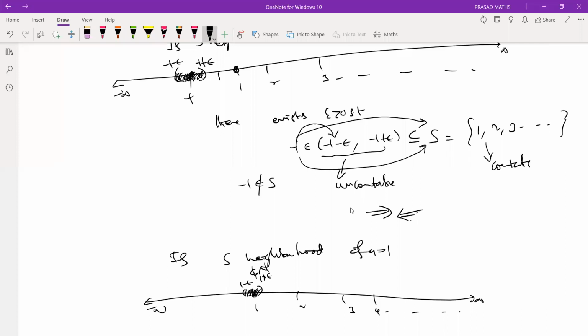My set is natural numbers. You give me any epsilon. This contains so many rationals and irrationals. It should not be contained in the given set S. Therefore, S is not a neighborhood of 1.